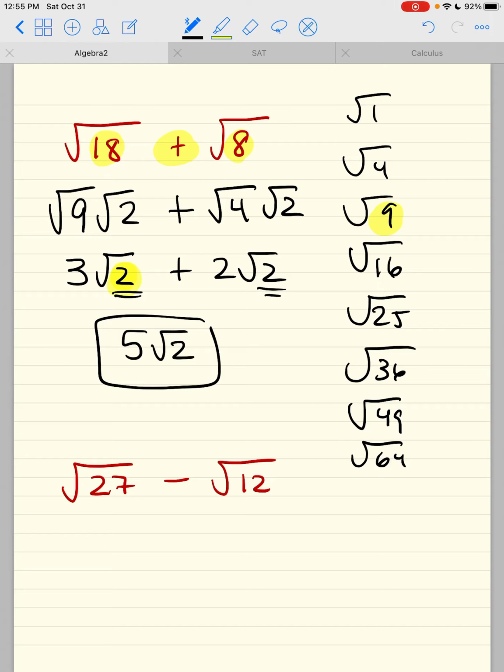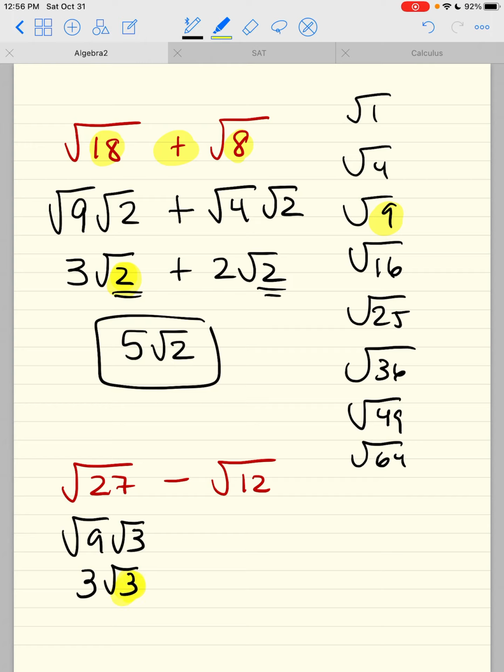Let's do it here. Let's pretend that, 27 is pretty simple. It's 9 times 3. Square root of 9 is 3. Once again, square root of 12, you have options. 1 times 12, 2 times 6, 3 times 4.